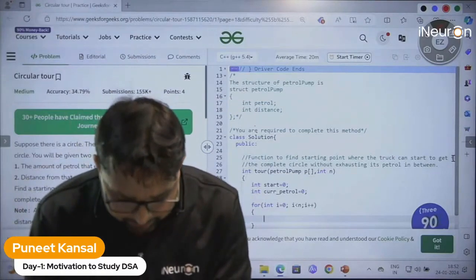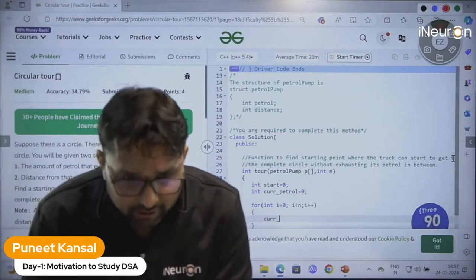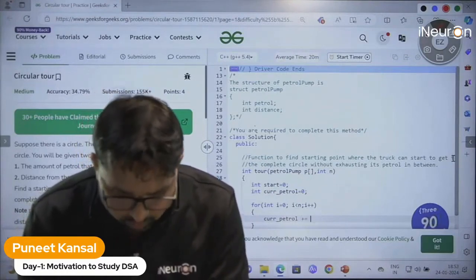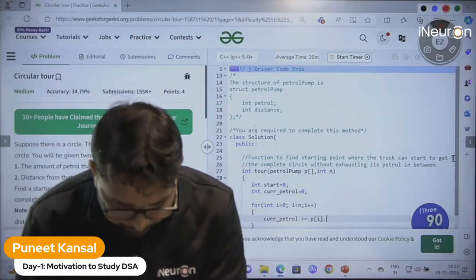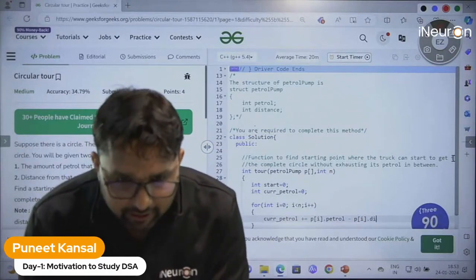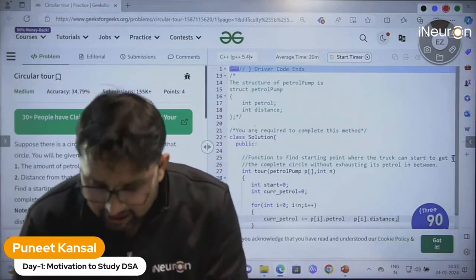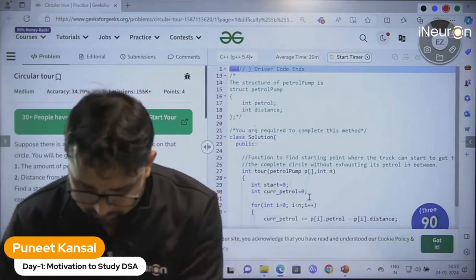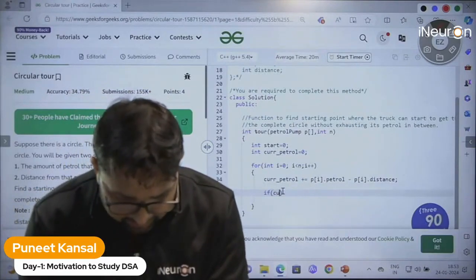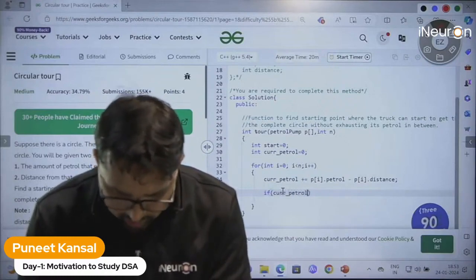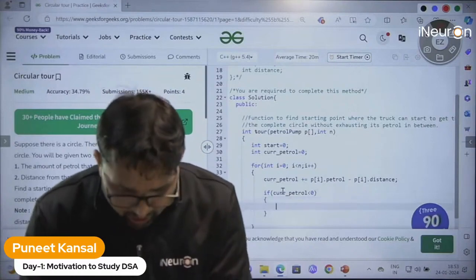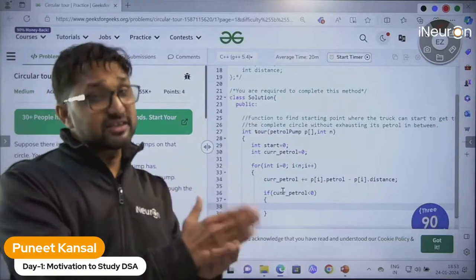Fine. So my current petrol, I'm adding the ith location petrol minus ith location distance. I take the difference, and then I check: if my current petrol is less than 0, that means I cannot start from that station. I need to start from the next one.